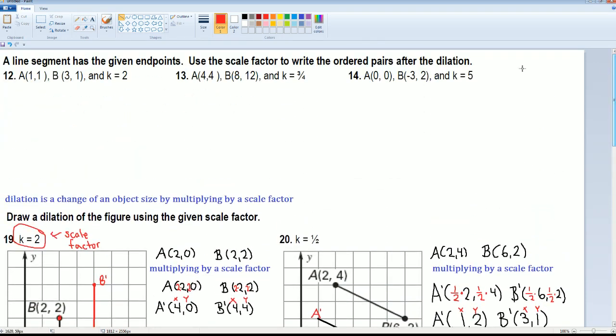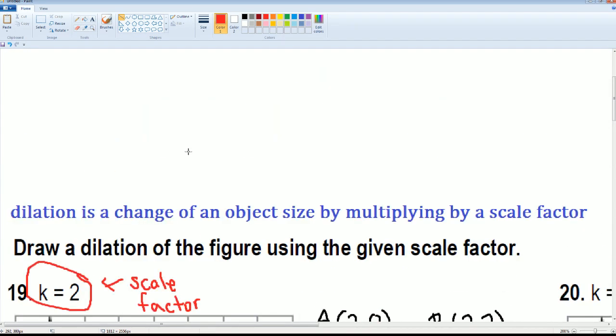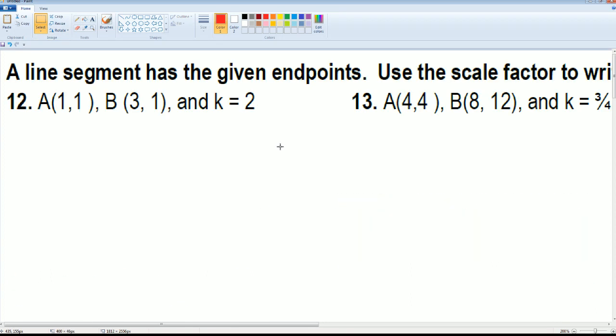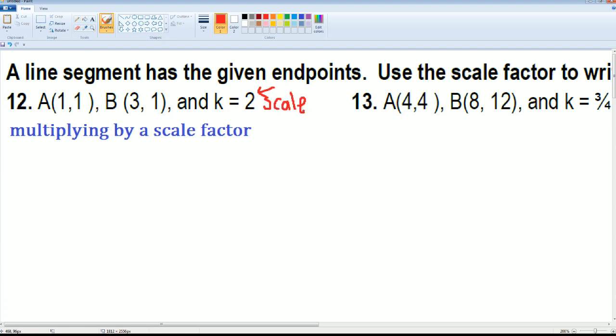This time, for the next problems, it's the same thing. You're going to write the ordered pairs after the dilation. How do you do a dilation? You multiply by the scale factor. Okay? So let's do number 12. Again, what is a dilation? You are going to multiply by the scale factor. Okay? What is the scale factor? It's this. It's the k. This is the scale factor right here.